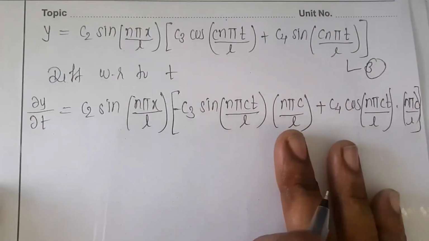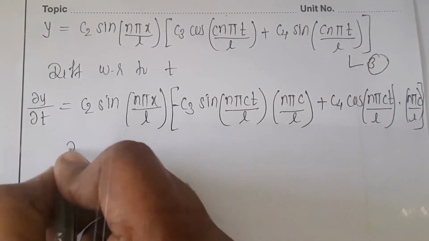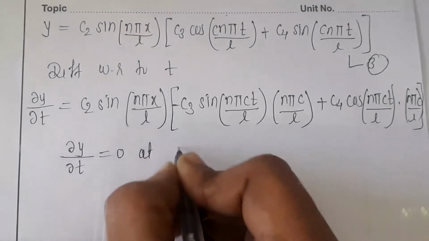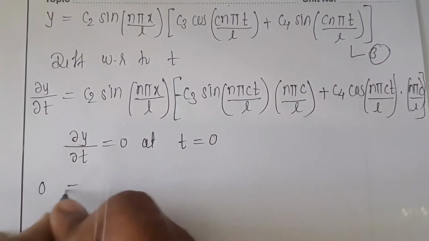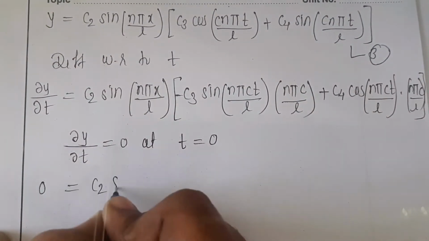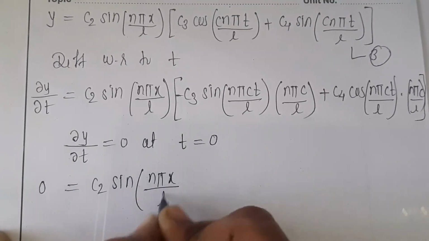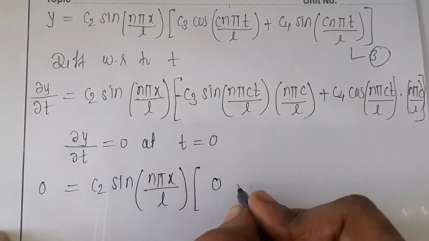So this we obtained derivative. Now directly in the derivative we have the condition del y by del t is equal to 0 at t is equal to 0. So substitute this value here. Del y by del t is equal to 0. C2 multiplied by sin of n pi x by L as it is, C3 into sin 0, and sin 0 is 0. So the first term is 0.